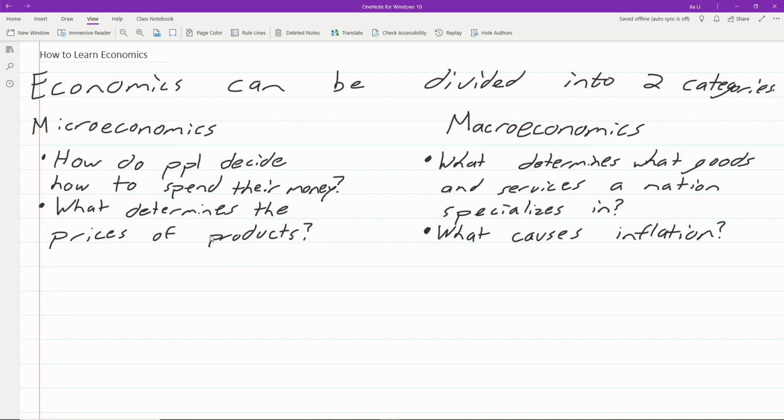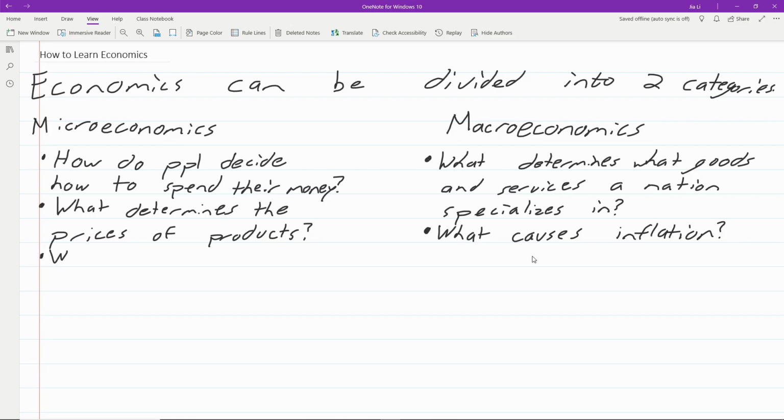On the left-hand side, under micro, we are asking what determines the prices of individual products. How do businesses decide, I want to charge this number of dollars for this item and that number of dollars for that item? Versus on the right-hand side, what causes inflation? What causes prices to rise overall over time across the country? Then I'll have one last question for both these categories, micro and macro, to help solidify the idea.